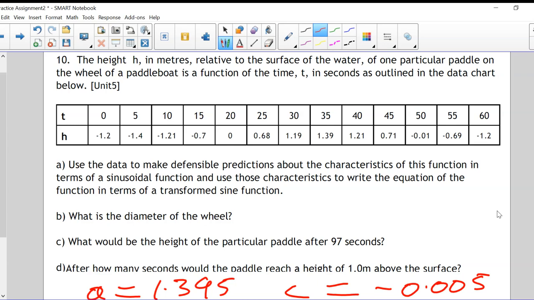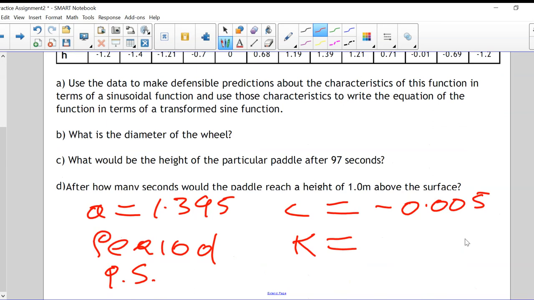The low seems to have occurred at minus 1.4, and the high occurs at 1.39, and therefore if I measure the high to the low, that's half of the period, and that would be 30, 5 to 35. So if I just double that, that should give me the full period, which in this case is 60. So absolutely, the period is 60. So if the period is 60, what's my k value in that case? Give me a k value now. So pi over 30.